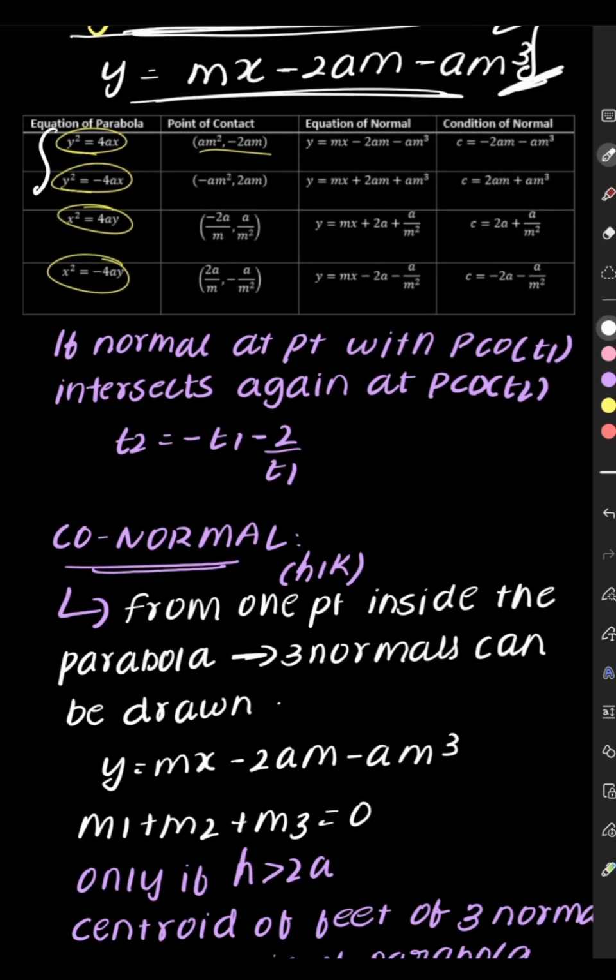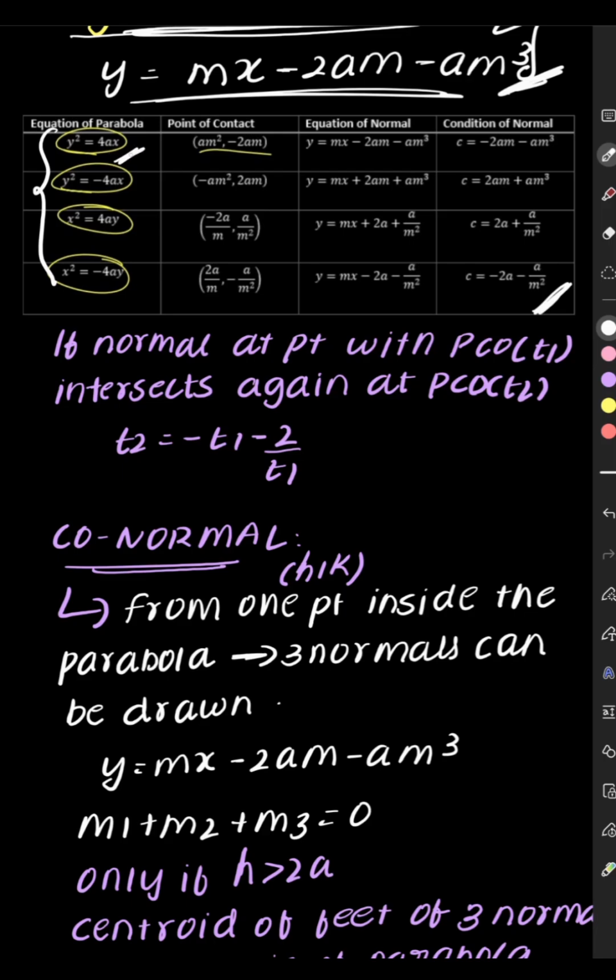Now again, moving on to all 4 types of parabolas: point of contact, equation of normal, condition of normal. By the way, this table is from JEE Brief Vora classes. The playlist for that is in the description.